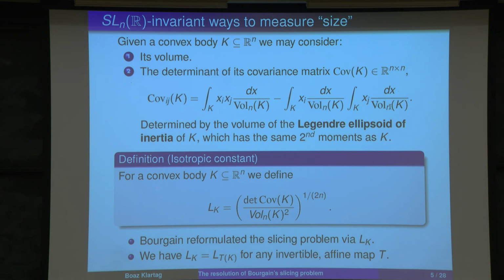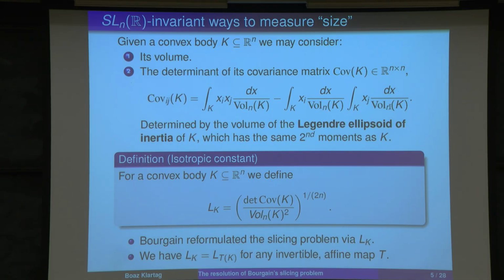And L_K, in Bourgain's notation, the isotropic constant of K, is the ratio of the determinant of the covariance, so the square of the volume of the Legendre ellipsoid of K, to the volume of K squared. So this thing is invariant under all linear maps. The isotropic constant of a ball is the same as the isotropic constant of an ellipsoid, and the isotropic constant of a cube is the same as the isotropic constant of a parallelepiped.